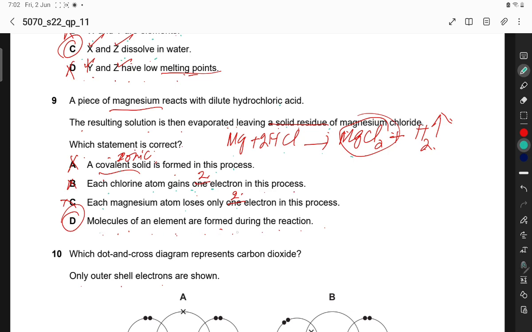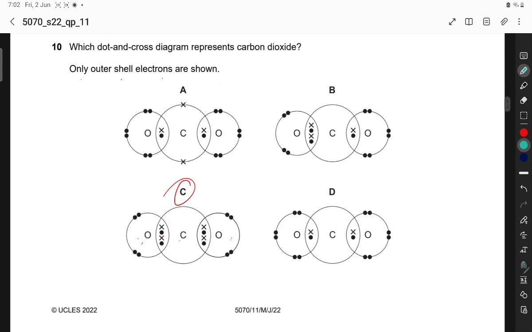Molecules of an element are formed during the reaction. Hydrogen is a molecule which is formed from the element. So D option is correct.